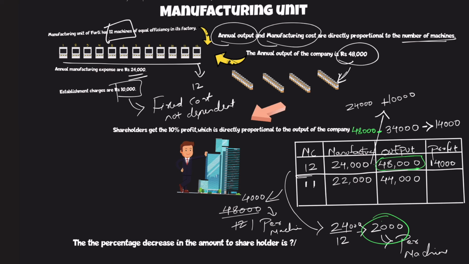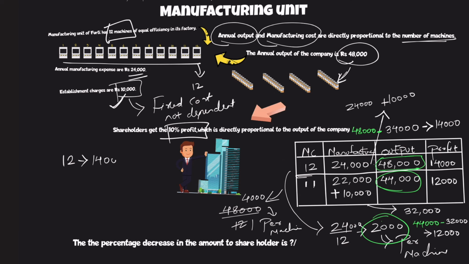Similarly, if I go for 11 machines and not 12, what will be my profit? 22,000 will be the manufacturing expense plus 10,000 establishment charges, so 32,000 will be the total cost, and 44,000 will be the output. So 44,000 minus 32,000 comes out to be 12,000 profit in this case. Shareholders always get 10% of the profit. In case of 12 machines, shareholders will get 10% of 14,000, which is 1,400. In case of 11 machines, they will get 10% of 12,000, which is 1,200.